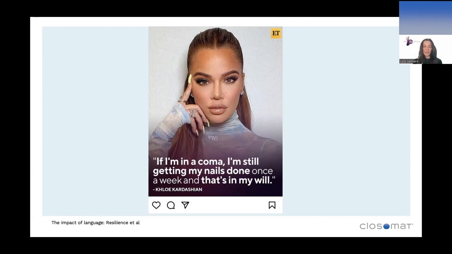I think this is taken from Instagram. And it says, if I'm in a coma, I'm still getting my nails done once a week, and that's in my will. Now, I just want you to hold that for a minute. Just hold that thought of what she's saying. If she's in a coma, she still wants to get her nails done, and that's in her will. Okay.